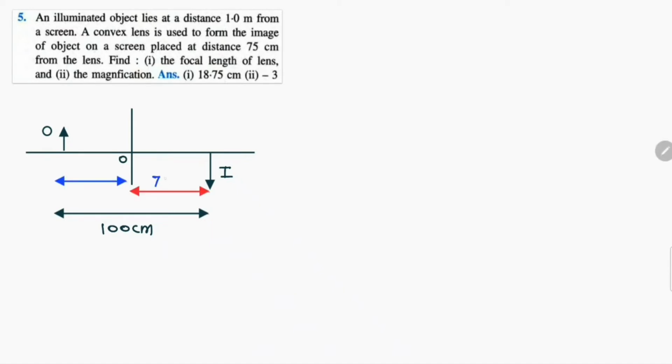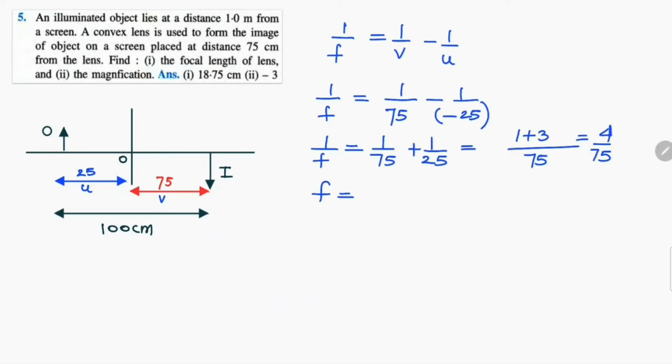So if this red distance is 75 centimeters, automatically the blue distance will be 25 because total is 100. So this is your U, this is your V. V is plus, U is minus, remember that. The question asked is to find the focal length of the lens using lens formula. So focal length we get as 75 by 4, and that is 18.75 centimeters. Second part, find the magnification.